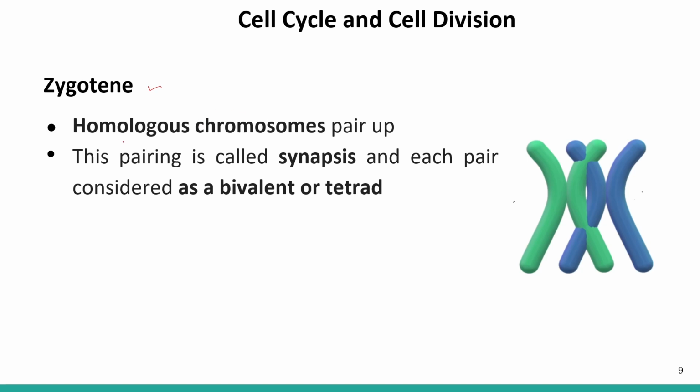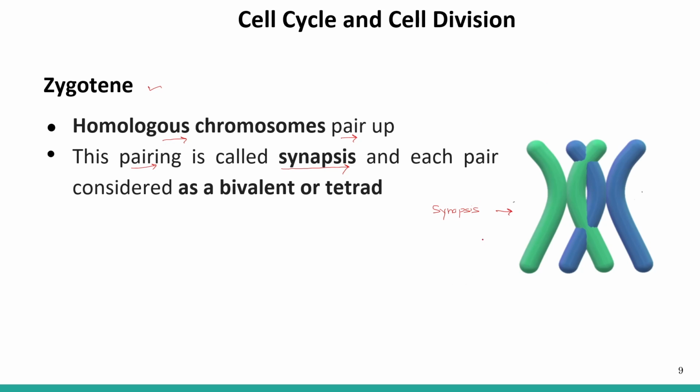Here, the point to remember is that the homologous chromosomes pair up. The chromosomes start to pair up and now they are known as homologous chromosomes. And this pairing of the homologous chromosomes is known as synapsis. Okay. So I've shown here in the figure, this is the pairing of homologous chromosomes, which is known as synapsis.